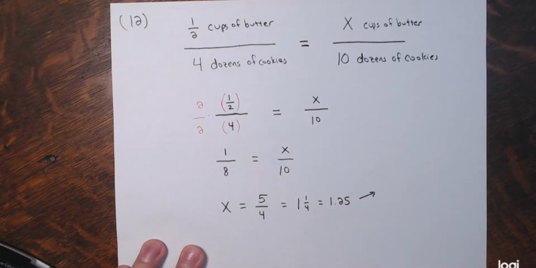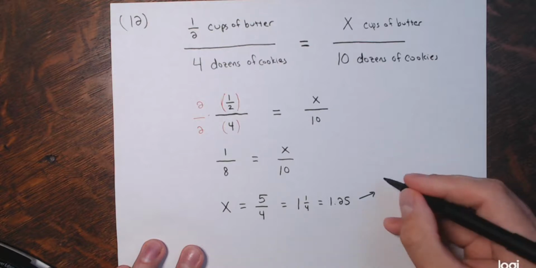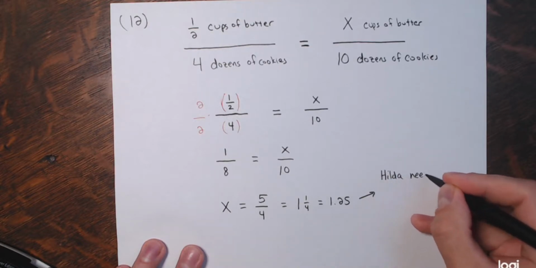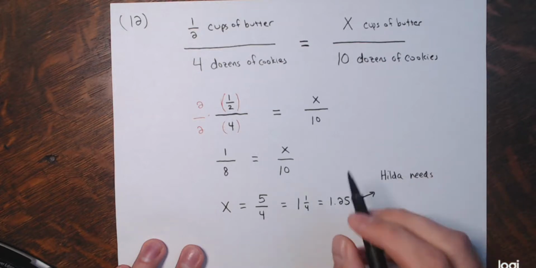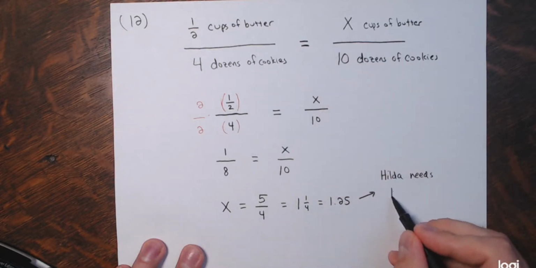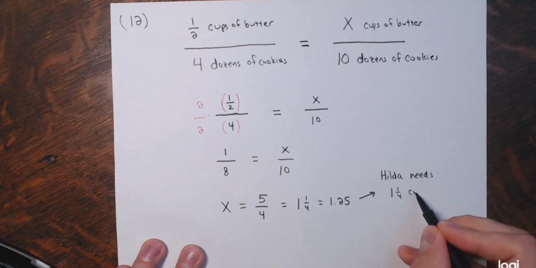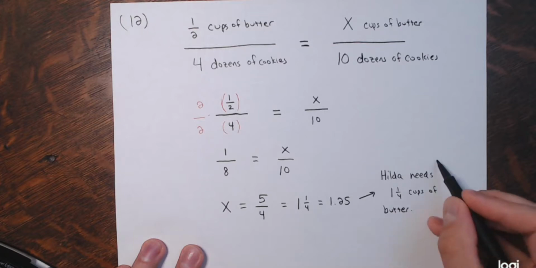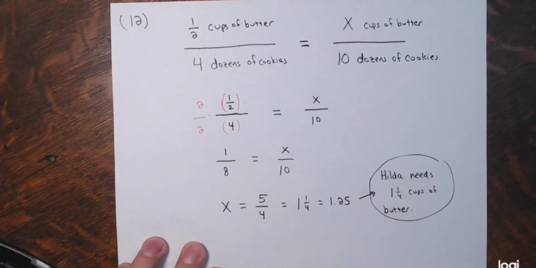So this is telling me that Hilda would need 1 1/4 cups of butter for these 10 dozen cookies. And this does make sense, right? You can have a 1/4 cup. It wasn't like the bag of fertilizer problem from example 11.